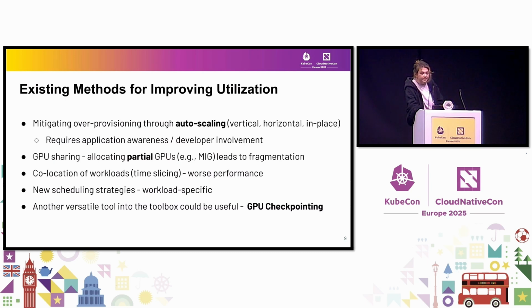And of course, there exist some existing approaches to these problems concerning utilization, but not all approaches can be applied to every use case or to every workload. Over-provisioning is not suitable for all workload types because workloads need to be aware that they can be auto-scaled.